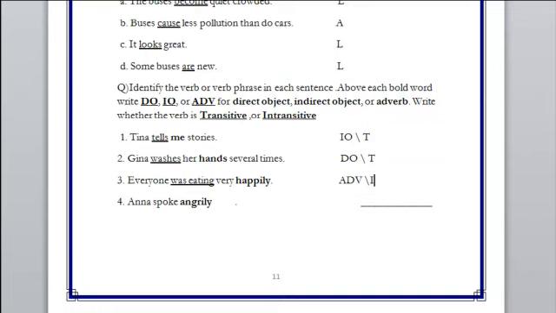And same thing for the last sentence over here: it spoke angrily. Spoke is the verb that I have to underline. And angrily, from angry, an adjective, plus ly, turns out to be an adverb. So here it's ADV, adverb, and whenever you say it's an adverb, you won't be writing transitive. No, you'll be writing intransitive. Okay.